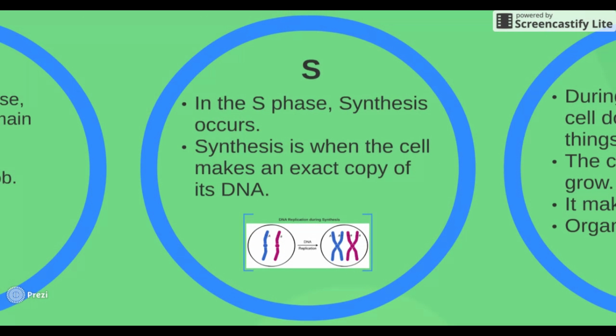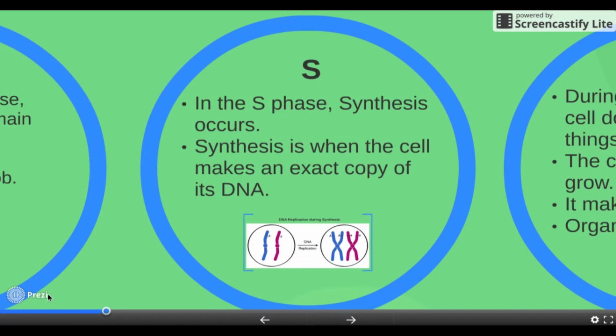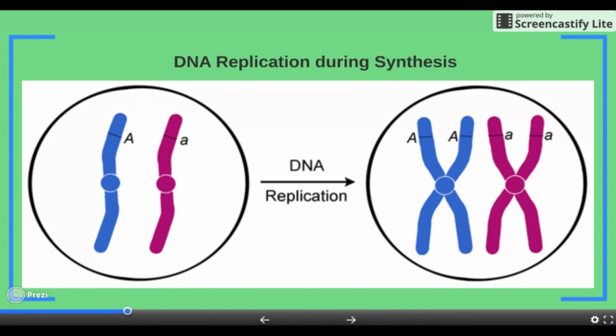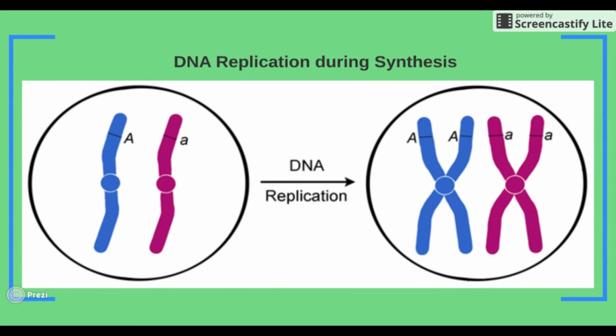The second part of interphase is synthesis. In this stage, the cell replicates its DNA. Although the cell continues to grow, the emphasis of energy usage is for DNA replication. This process requires a large amount of energy, and at the end, the cell will have an identical copy of its DNA. Here's a picture of DNA replication when a DNA strand is copied and turned into a chromatid.